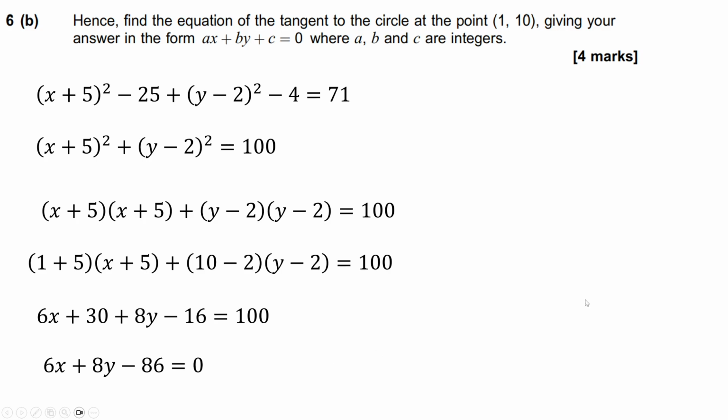Okay, you could do it the other way if you want, where you find the gradient of the radius and then the gradient of the tangent, which is the negative reciprocal and whatnot. I'm not going to lie, I'm probably not going to get any marks for this, because the examiner probably won't know what I've done. But the entire point is that you get this answer here.